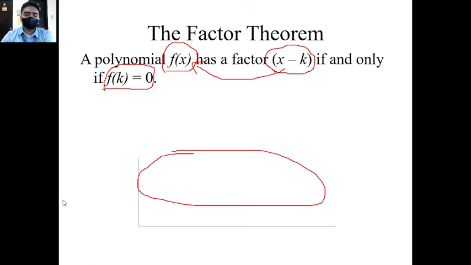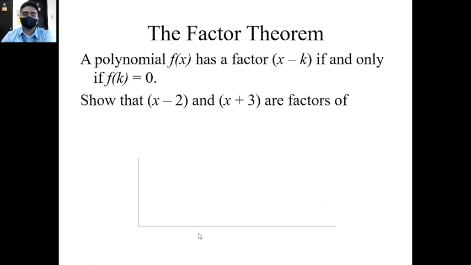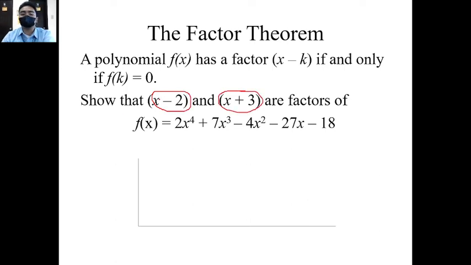Alright. So we are going to have this example. Let's show that x minus 2 and x plus 3 are factors of 2x raised to 4 plus x squared, 7x cubed minus 4x squared minus 27x minus 18. So we're going to show if x minus 2 and x plus 3 are both factors of this f of x. So how are we going to show if these two binomials are factors of f of x? You are going to use synthetic division.